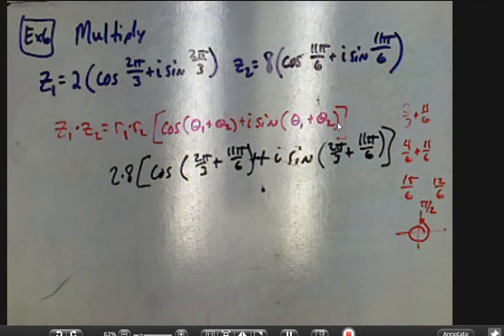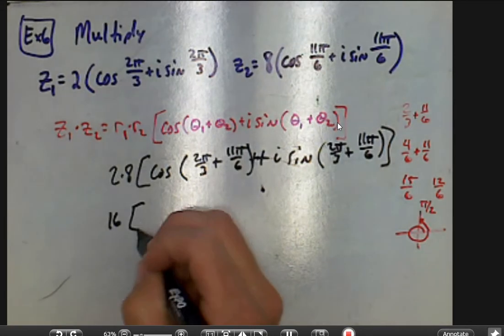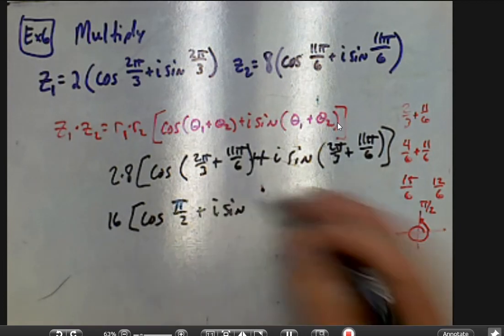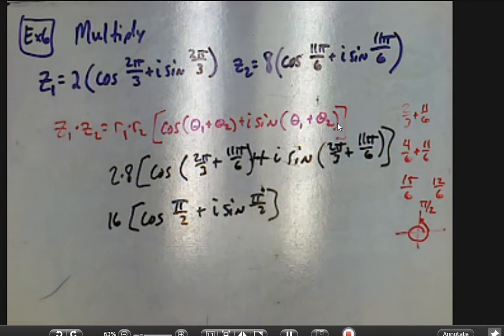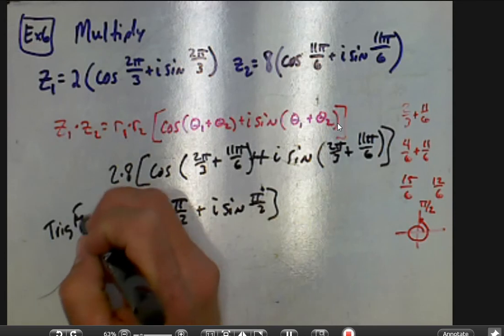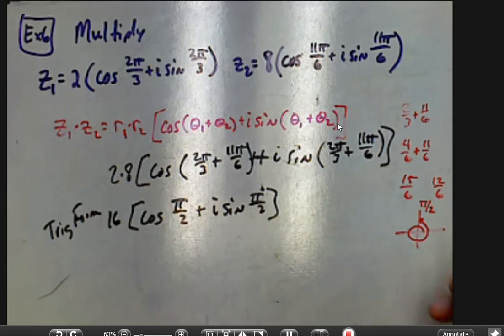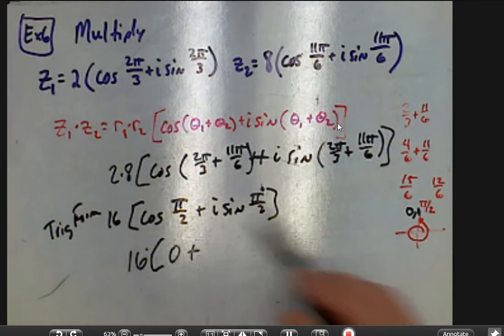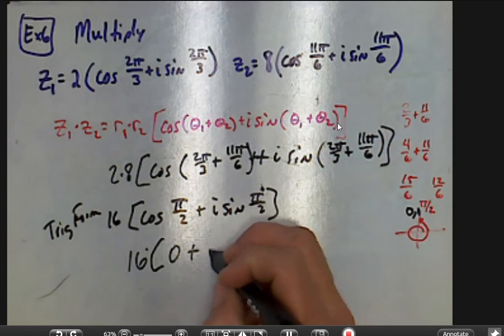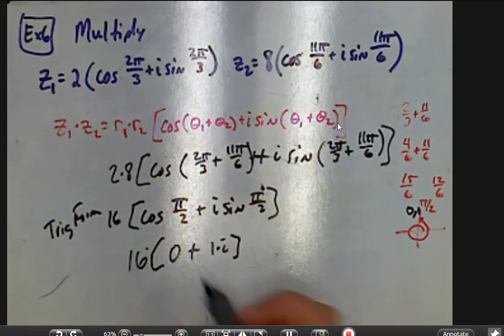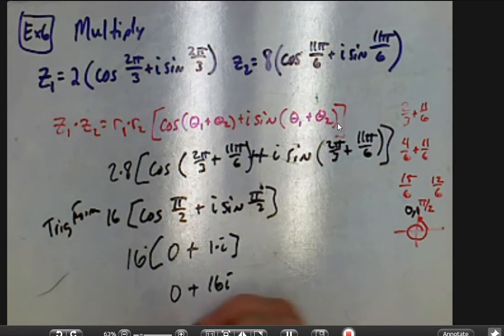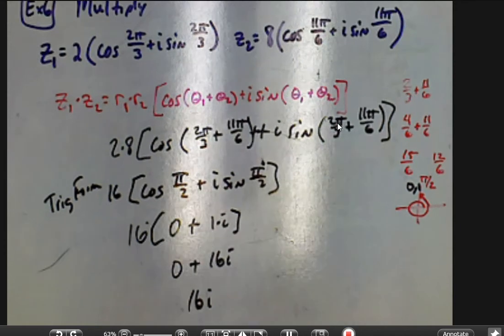And so this becomes 16 times the cosine of pi over 2 plus i sine pi over 2. And again, this is the trig form of the answer. For standard form, cosine of pi over 2 was the x, so it would be 16 times 0, plus the sine of pi over 2 is 1, so plus 1 times i. 16 times 0 is still 0. 16 times 1 times i is 16i. And so the final answer in standard form is 16i.